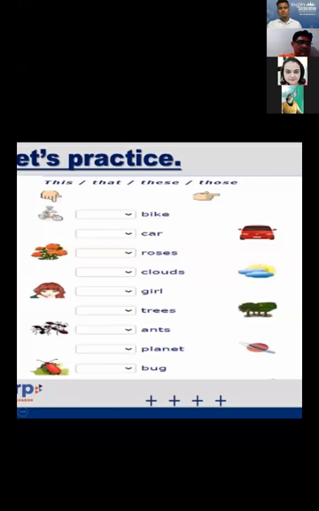This. In the second one. That. In the number six. Las cinco, sería. We are in the first one. This or, is or the one. This, this. Thank you.